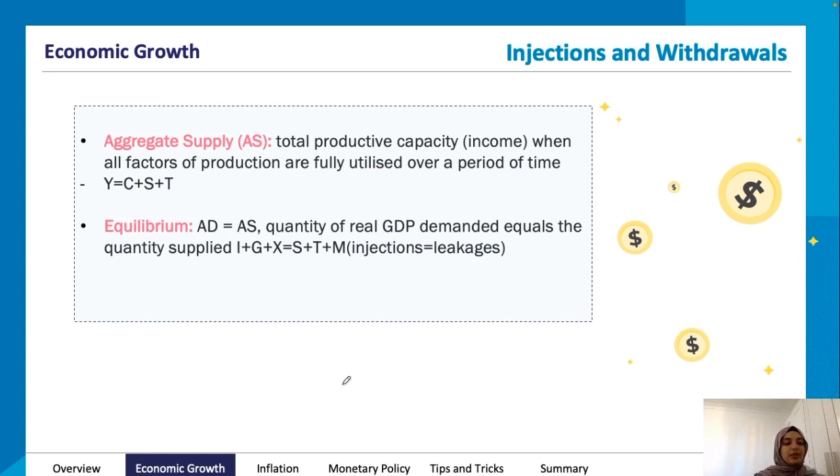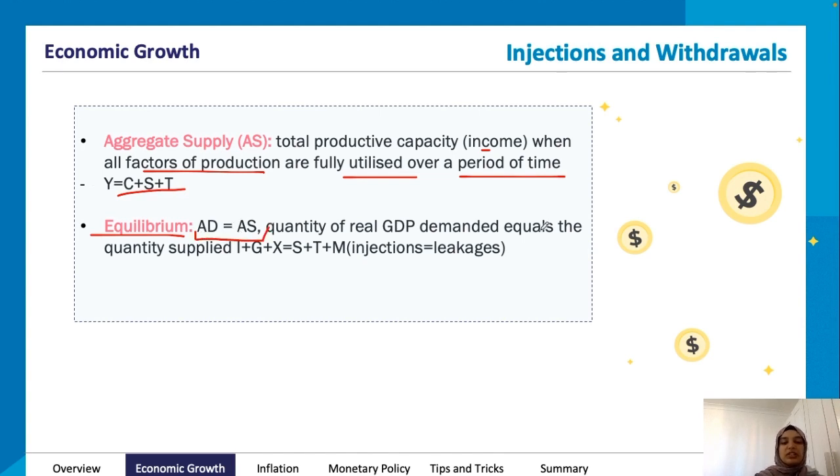Next, we have aggregate supply. This is the total productive capacity, which is income when all factors of production are fully utilized over a period of time, which is known through CST, which we'll also go through. So equilibrium is when the aggregate demand is equal to the aggregate supply.